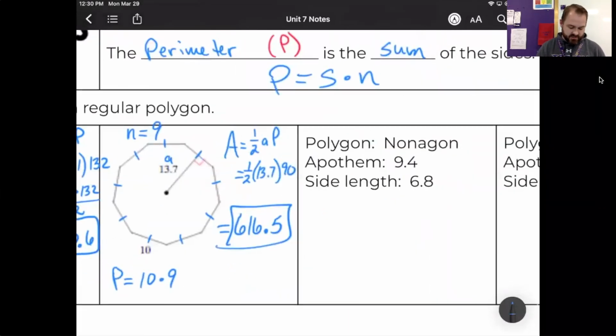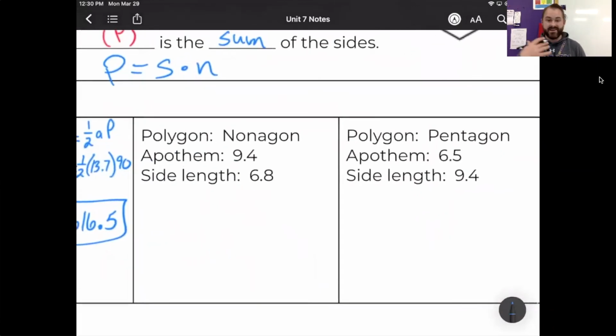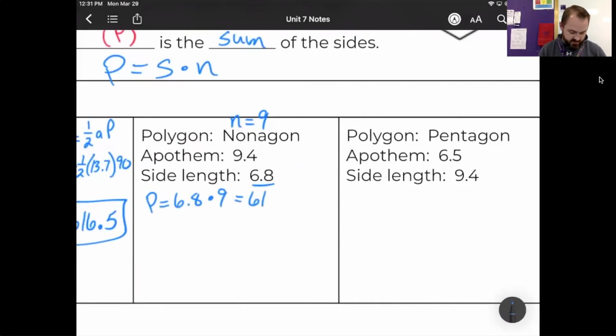All right, in these last two on this page, we've got the name of the polygon given. Again, the name is going to tell you how many sides there are. Now, you may not remember all of these, so I'm going to help you out. A nonagon has 9 sides. Okay, 9-sided polygon is called a nonagon. And again, it's a regular polygon. So if the side length is 6.8 and there are 9 sides, I can find the perimeter first. Perimeter would be the side length 6.8 times 9, which is 61.2. Okay, so my perimeter is 61.2.